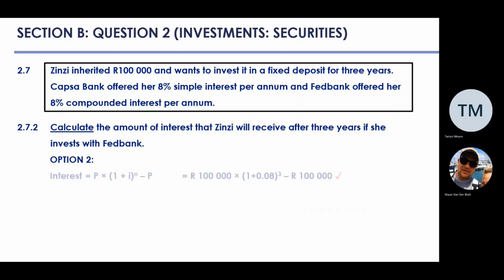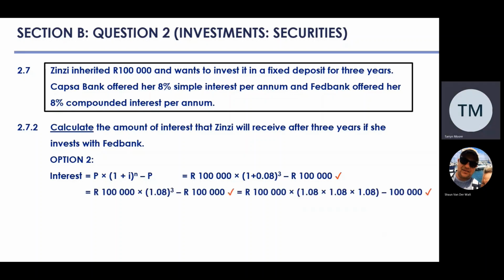Option 2. We've got our formula. P multiplied by bracket 1 add I to the power of n, minus P. Grade 12s, your formula becomes important. You are working with a principal amount, and after 3 years, you're looking at the total interest. You need to make sure that you subtract your principal amount of 100,000.